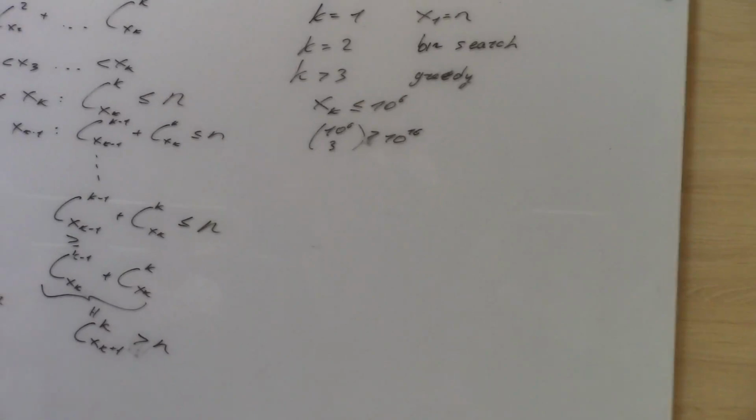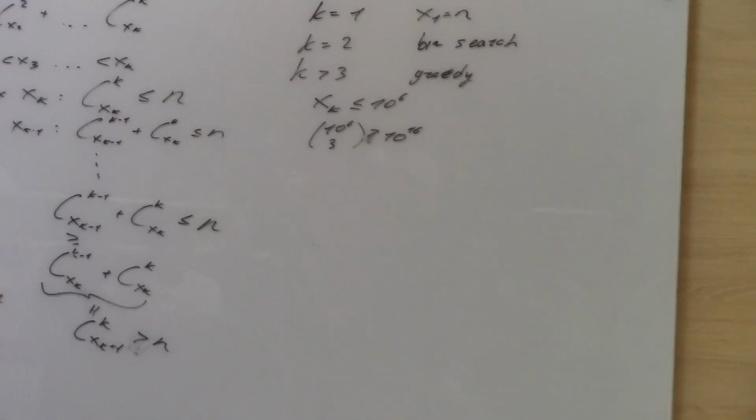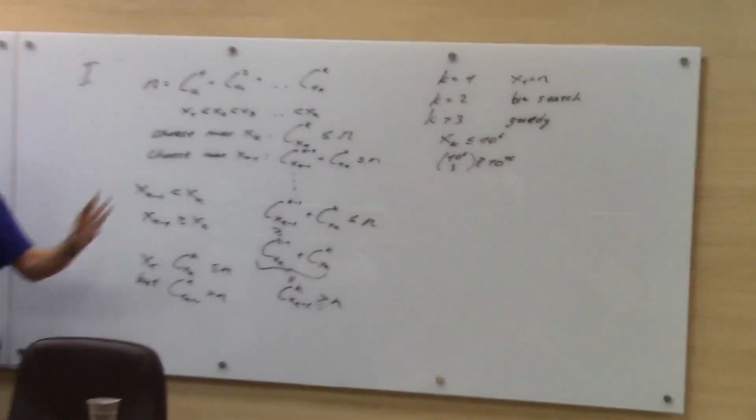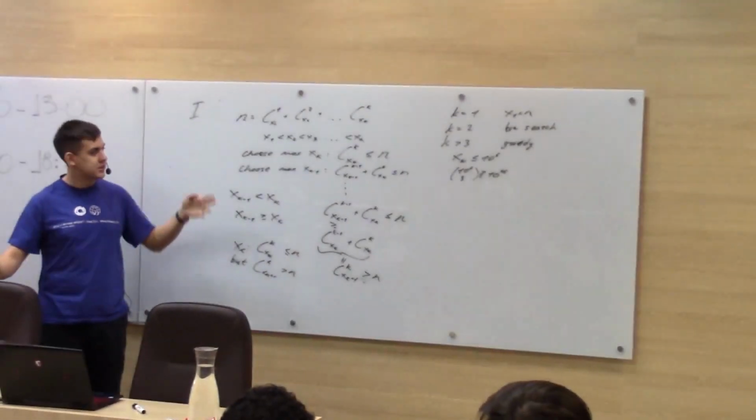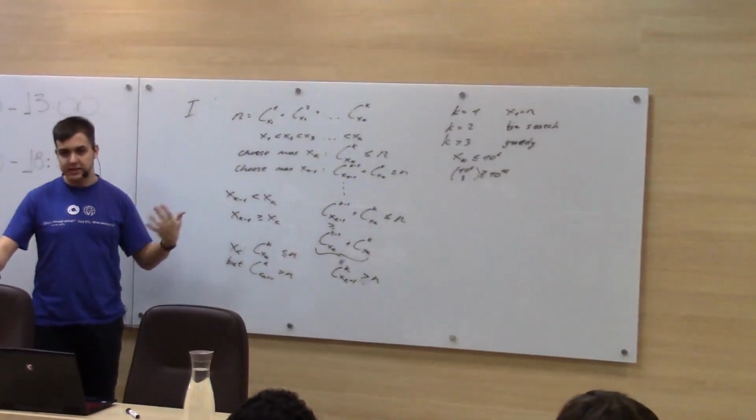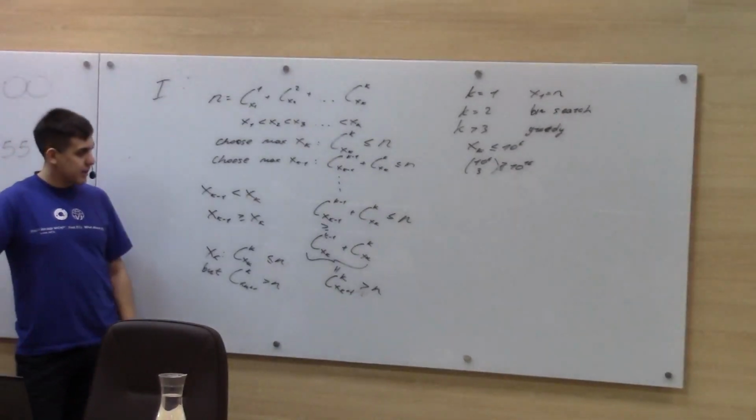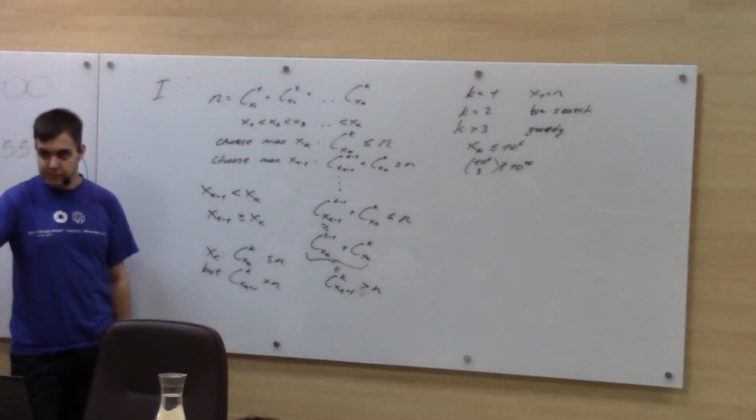Okay, so any questions? So this is the greedy problem with binomial coefficients that just takes the maximum x_k, and you can prove that it's correct.